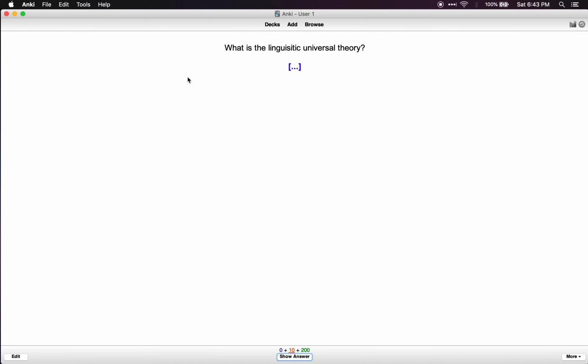Linguistic universal theory argues that there's certain characteristics that exist universally across all different languages in the universe. All right. What are the 5 ways we can manage stress? Religion, coping, exercise, meditation, and cognitive flexibility.